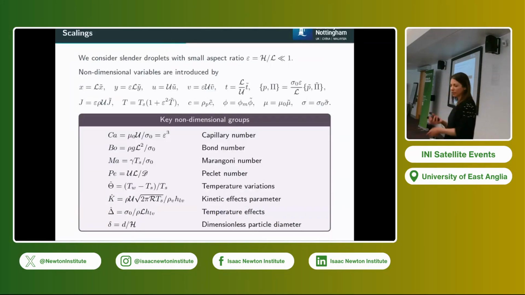So, as mentioned already, we will consider slender droplets, so the aspect ratio will be assumed small, and we non-dimensionalize the problem, which leads to a number of non-dimensional parameters. This is just some of the dimensionless groups we have in the problem. The capillary number is taken to be equal to epsilon cubed, where epsilon is the aspect ratio, and this can be done by choosing appropriately the velocity scale. We have the Bond number, which is important here because it allows us to control the effect of gravity due to the inclination angle, and a number of other parameters that are related to either the presence of particles, diffusion, or temperature in the problem.